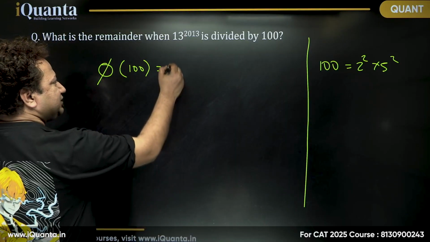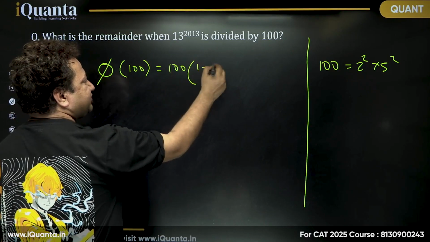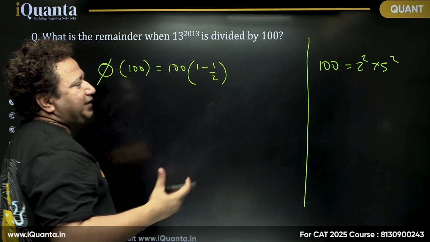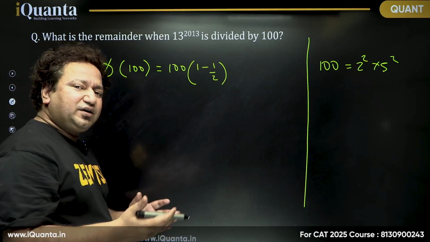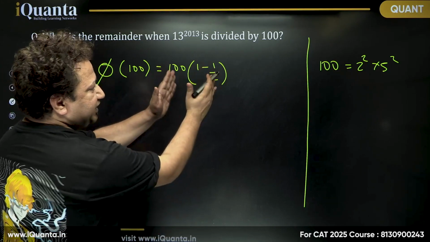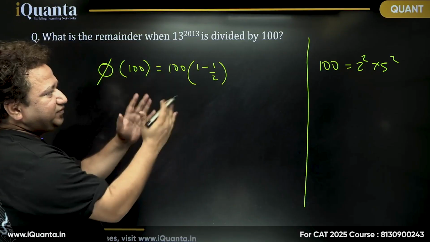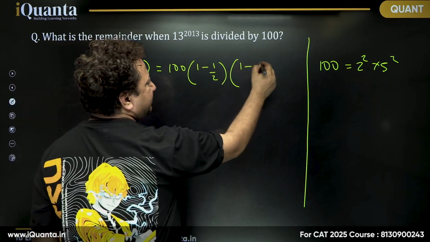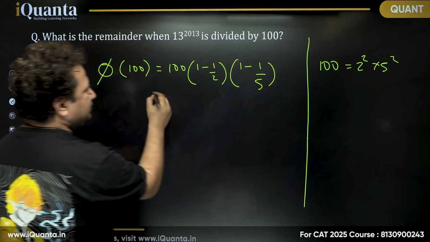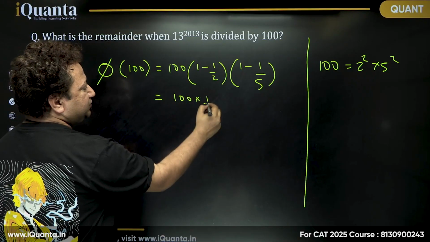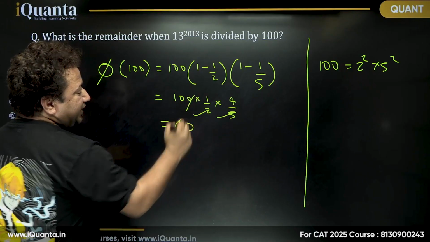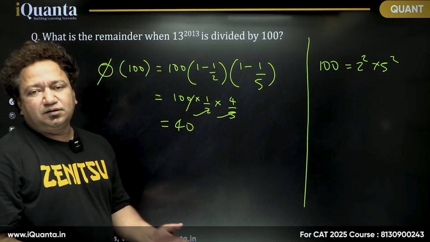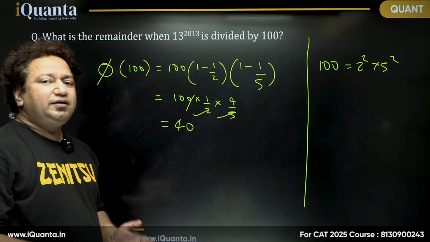So for that, I'll just multiply 100 with 1 minus 1 by 2. This is how I'll be obtaining all the numbers till 100 that are not divisible by 2. With 1 minus 1 by 2, I have removed all of them. And from those, I need to remove all the numbers that are multiples of 5 as well. Once I do that, what do I get? 100 into 1 by 2 into 4 by 5. 2 5s are 10, so that is 40. Now, it means that there are 40 co-primes to 100 which are less than that.